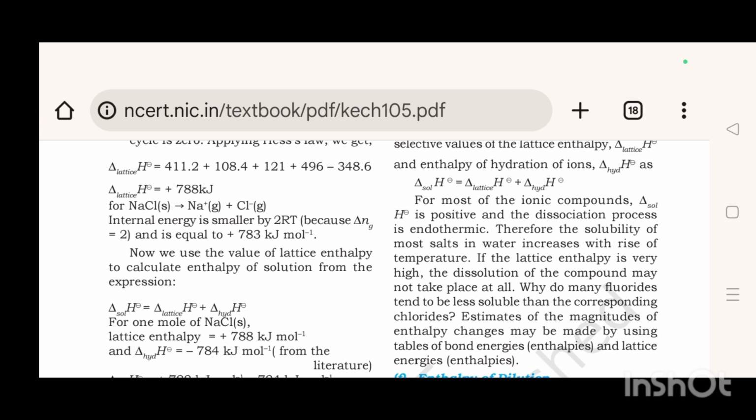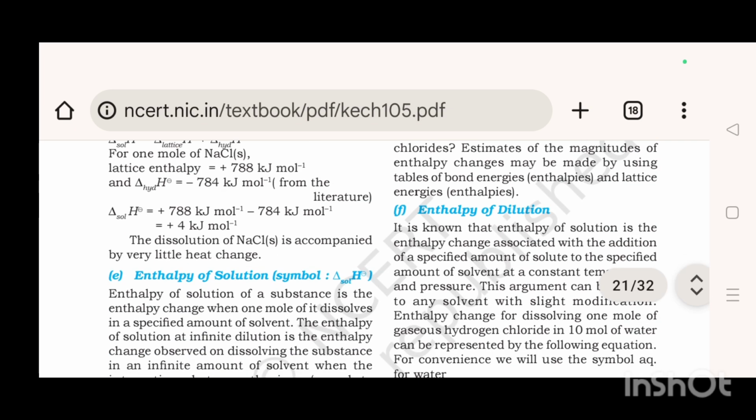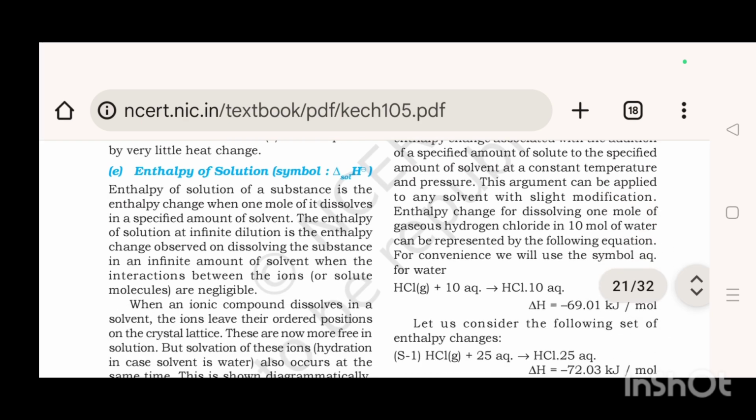Estimates of the magnitude of enthalpy change may be made by using tables of bond energies, lattice energy, and enthalpy of dilution. It is known that enthalpy of solution is the enthalpy change associated with the addition of a specified amount of solute to the specified amount of solvent at a constant temperature and pressure. This argument can be applied to any solvent with slight modification. Enthalpy change for dissolving 1 mole of gaseous hydrogen chloride in 10 moles of water can be represented by the following equation.